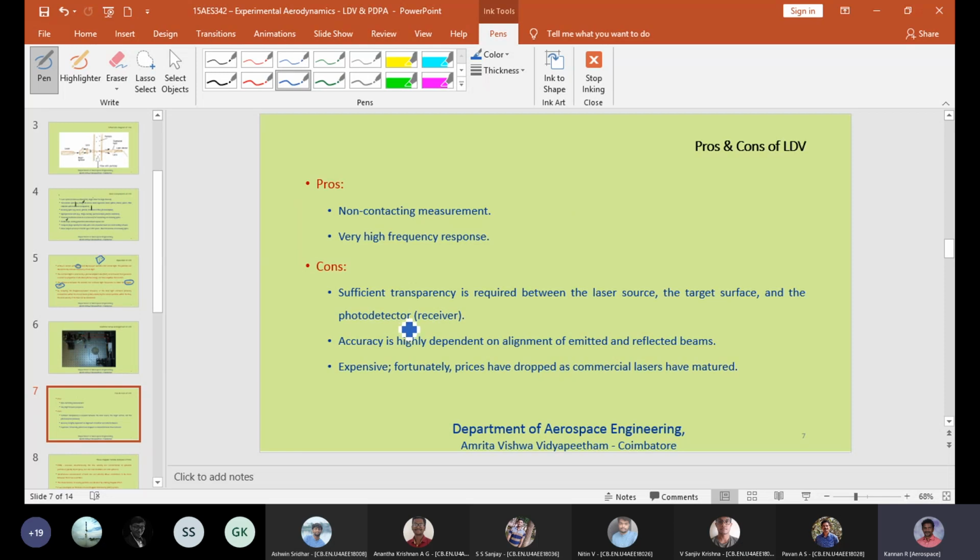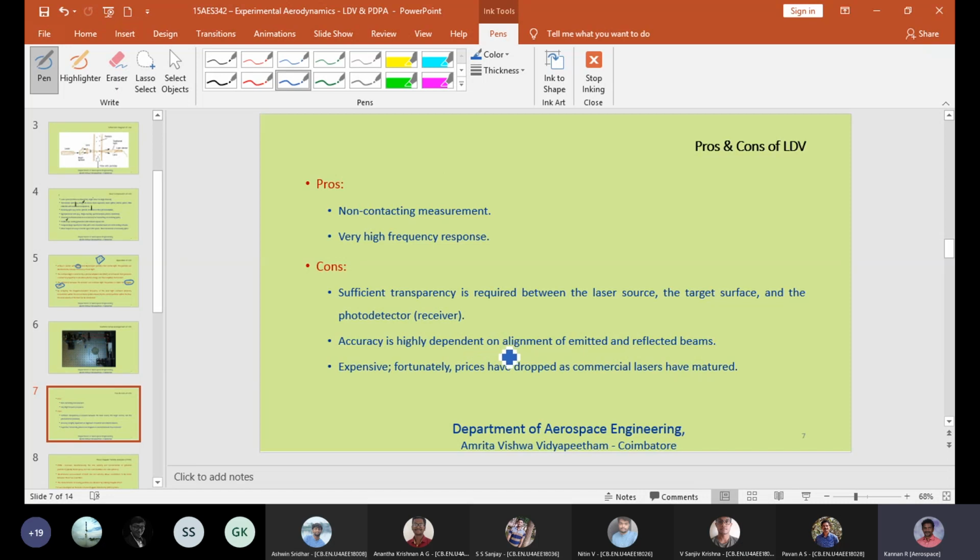For example, if I want to do that in a tunnel, the walls should have a sufficient amount of transparency, whatever your windows are. Normally we will go for a high quality optical window. That itself costs so much money, but for educational demonstration purposes and some research, they will go for acrylic windows and so on.